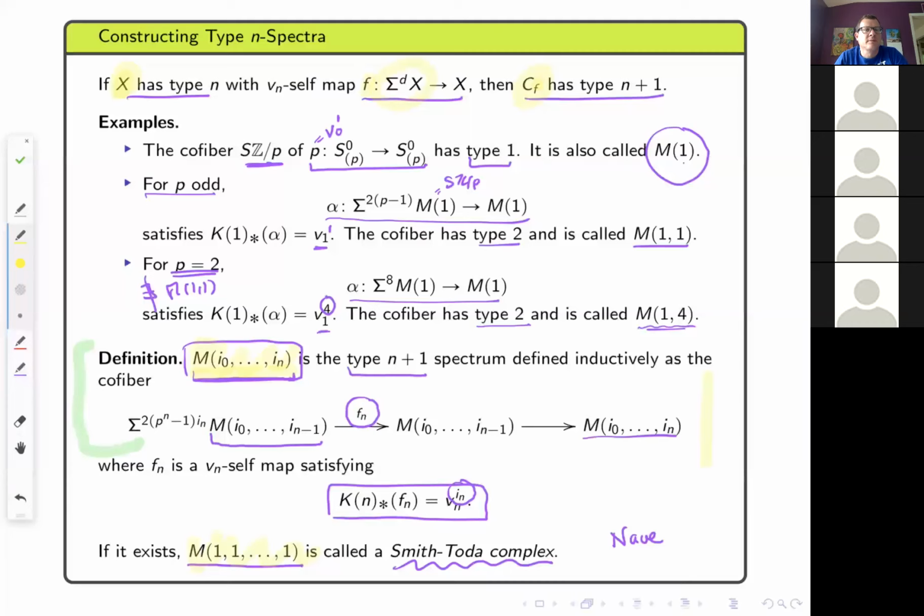I was wondering, going back to the geometric filtration, is it obvious that this filtration converges? I don't think so. I don't think it's obvious. I don't know the answer. I don't know if it converges. Thank you.